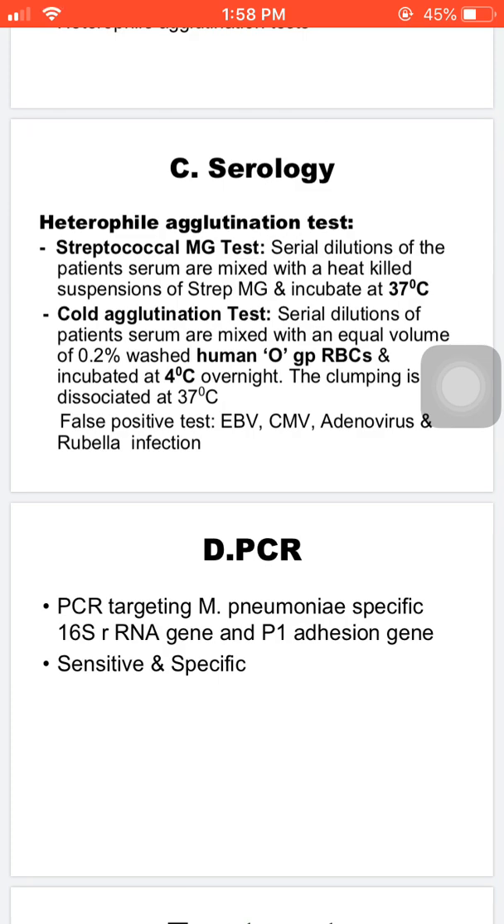Coming to cold agglutination tests, here the serial dilutions of patient serum are incubated with human O blood group RBCs, and they're incubated at 4 degrees centigrade. That's why it's known as cold agglutination. They only agglutinate at 4 degrees centigrade. But cold agglutinins are found only in 60 to 65% of patients, so there can be false negative tests sometimes, and false positive tests are seen in infectious mononucleosis like Epstein-Barr virus infection, cytomegalovirus infection, adenovirus infection.